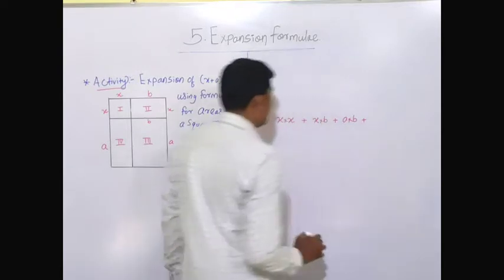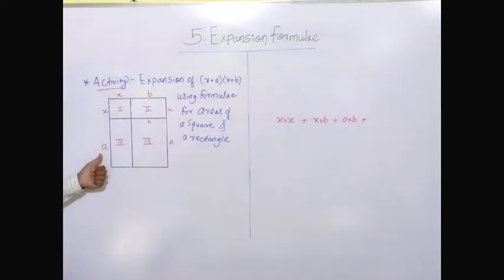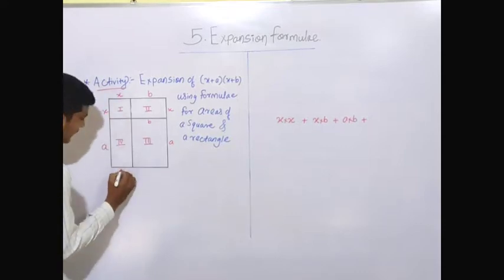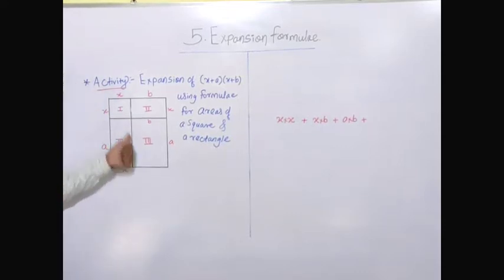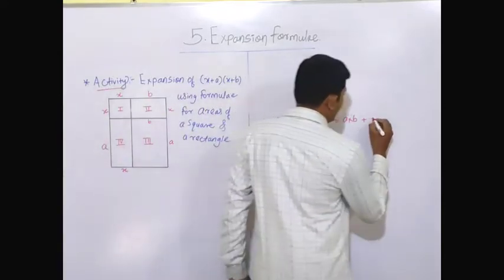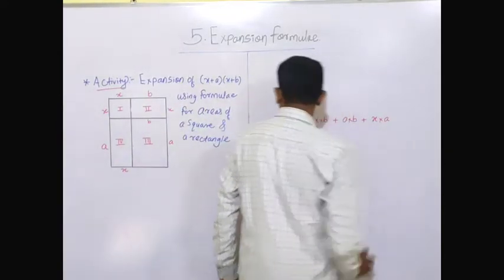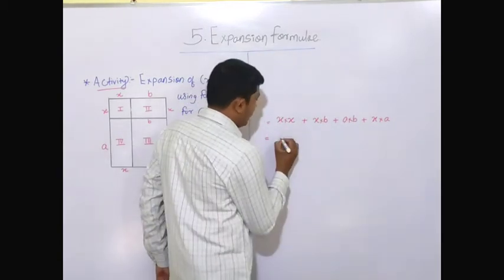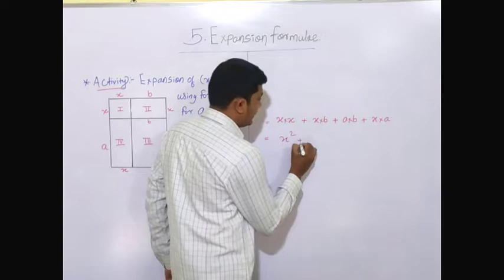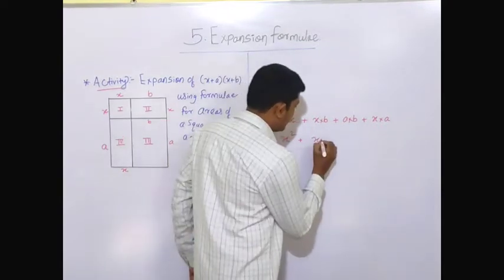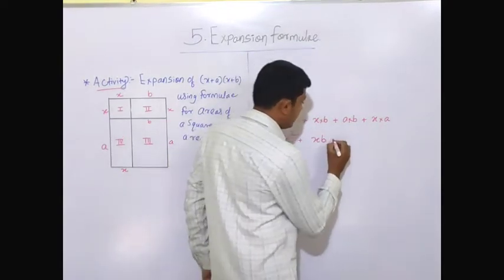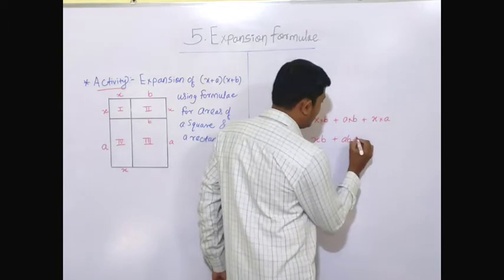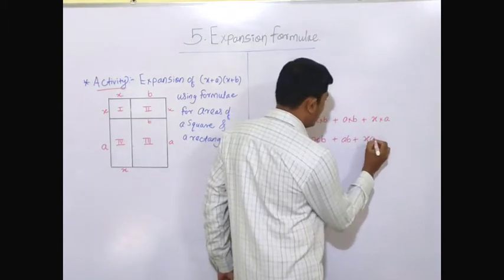And the fourth one, here is x, so this side will also be x. So again the area of the rectangle is given as length into breadth, that is x into a. Now if we simplify, what do we get? x into x, that is x square, plus x into b, plus ab, plus x into a, that is xa.